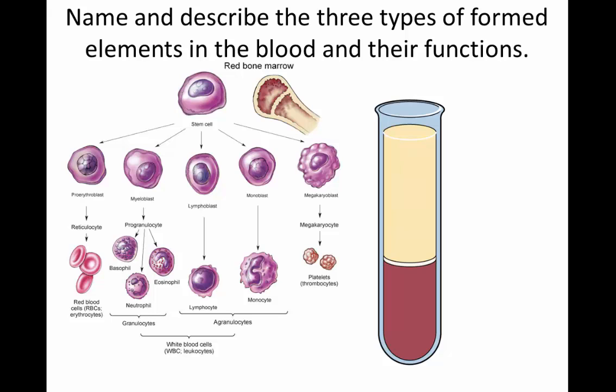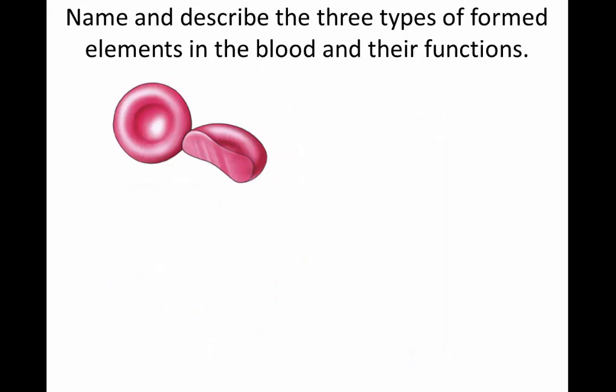Let's take a closer look then at each of these types of cells. Here's a red blood cell, an erythrocyte. What you'll notice about this cell is that it is biconcave in structure. Biconcave refers to bi meaning two, and concave meaning indented. And so both sides, the two sides of the red blood cell, are actually indented.